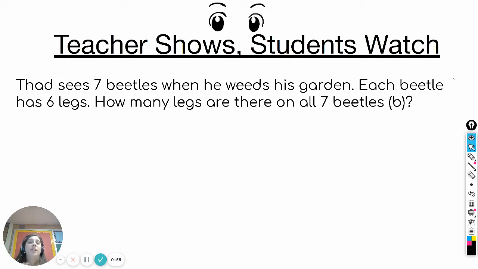The first example I'm going to start out with is a word problem. Thad sees 7 beetles when he weeds his garden. Each beetle has 6 legs. How many legs are there on all 7 beetles? And it gives us B to use for our unknown.